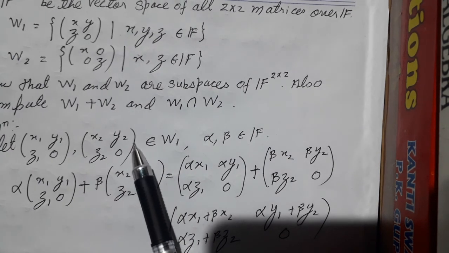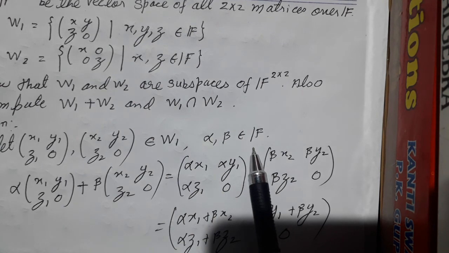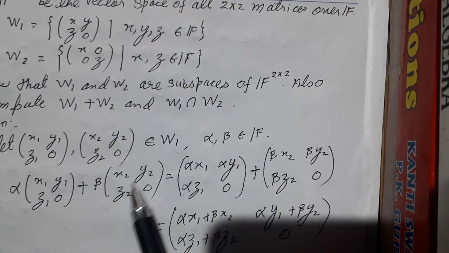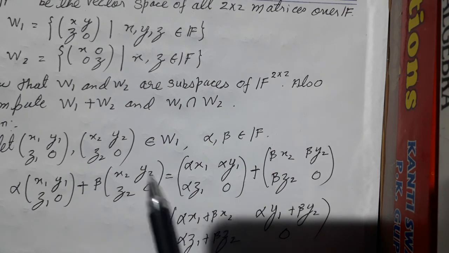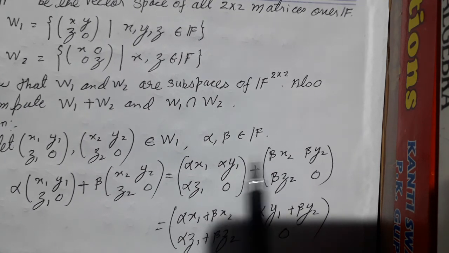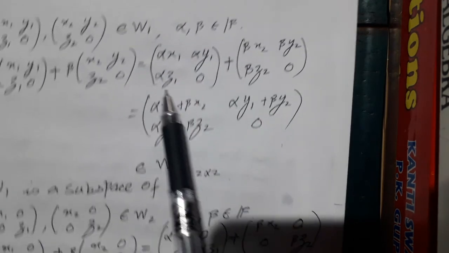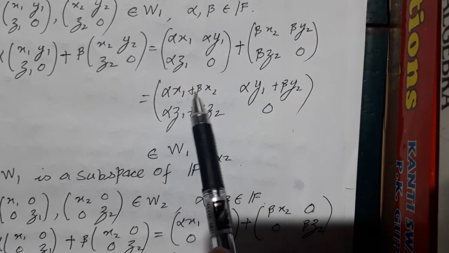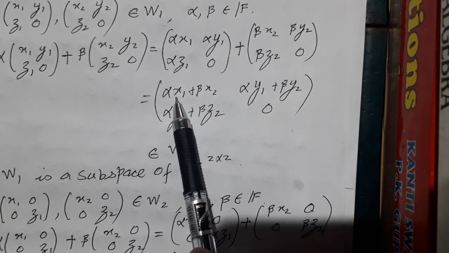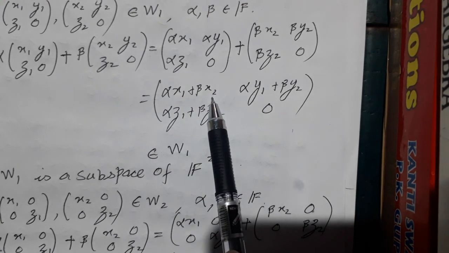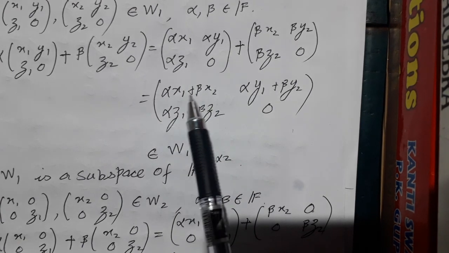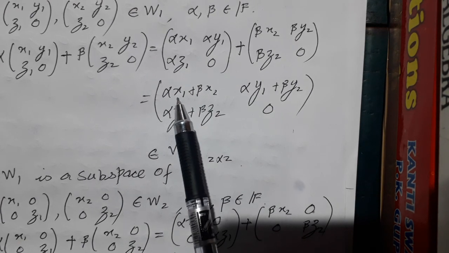So the elements look like this, and I take two scalars in the field. So we have alpha of this plus beta of this. You multiply alpha to each, beta to this, then you add the two matrices. You know how to add two matrices, so we get this form. Now you check here, x1 and x2 are elements of the field, as well as alpha and beta are elements of the field.